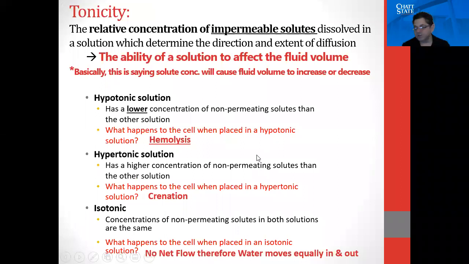When you put it in a hypotonic solution, what's going to happen to the cell, of course, is that it goes through hemolysis. It's going to attract water. So it's going to take water from that fluid environment and bring it into the cell. That's what I mean by affect fluid volume. For the hypertonic side, it's going to shrink that cell, which means there's going to be more fluid volume added to the solution. So again, we're affecting the fluid volume of the solution by the tonicity that's there.